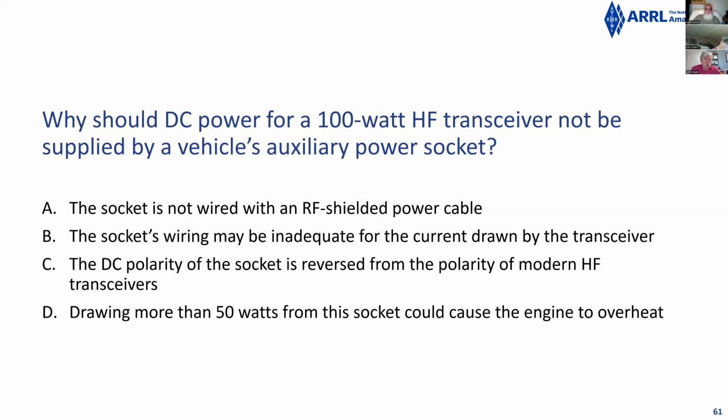Okay, why should DC power not be supplied by the vehicle's auxiliary power socket or the cigarette lighter connector? A, not wired with RF shielded cable. B, the wiring may be inadequate for the current drawn by the transceiver. C, the polarity of the socket is reversed from the polarity of modern HF transceivers. D, drawing more than 50 watts could cause the engine to overheat. B. Bravo. Yeah, absolutely it is B.